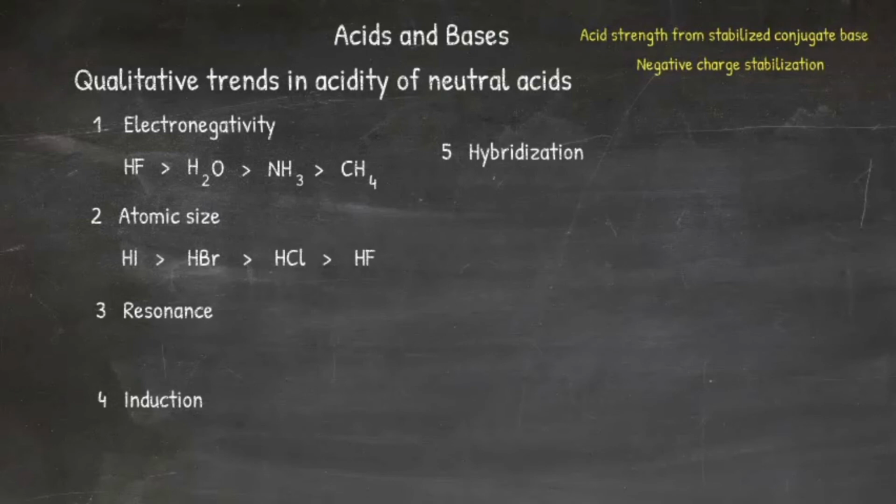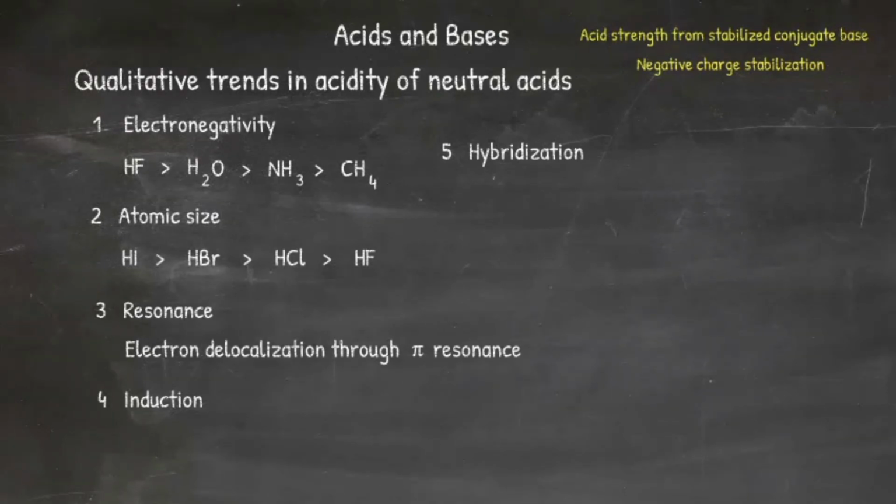For resonance, electron delocalization is through the pi electron cloud. A conjugated pi electron cloud stabilizes the negative charge. For induction, electron dispersal is through sigma bonds from a nearby electron withdrawing group containing electronegative atoms.